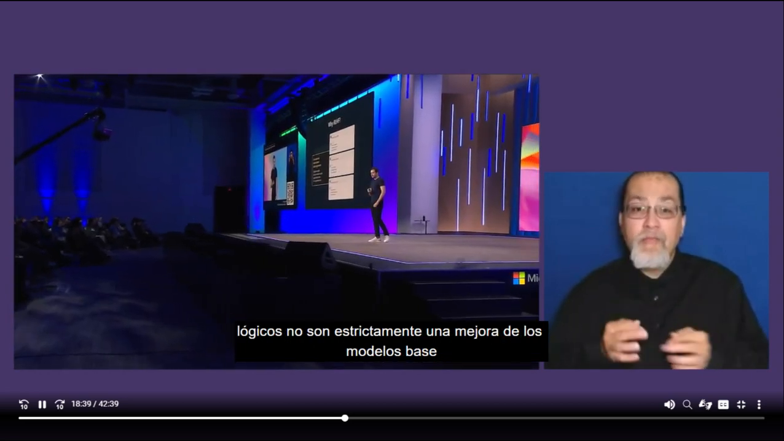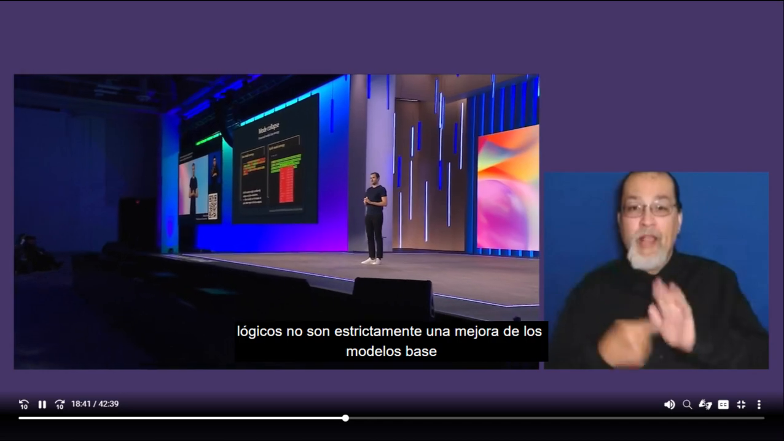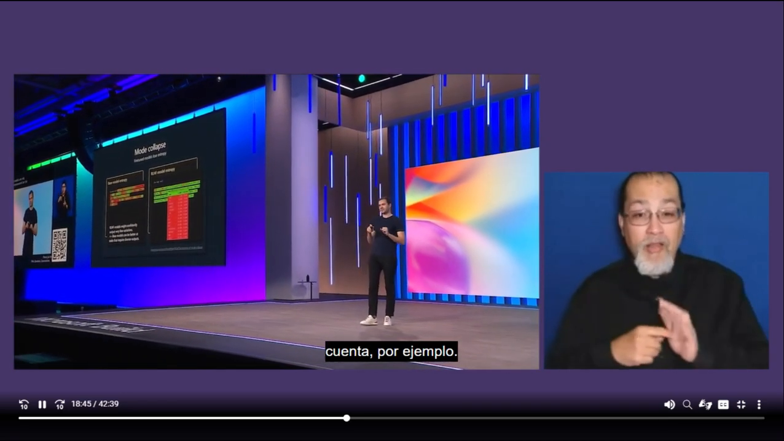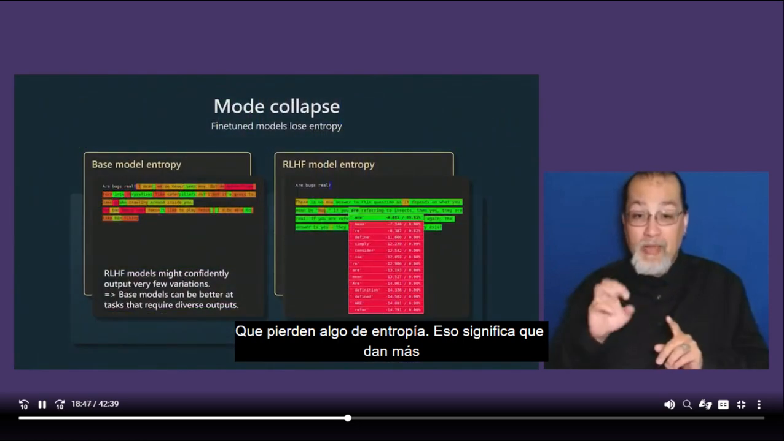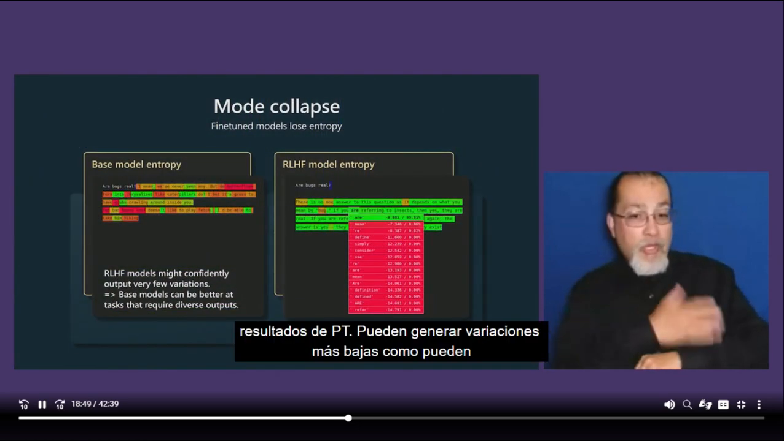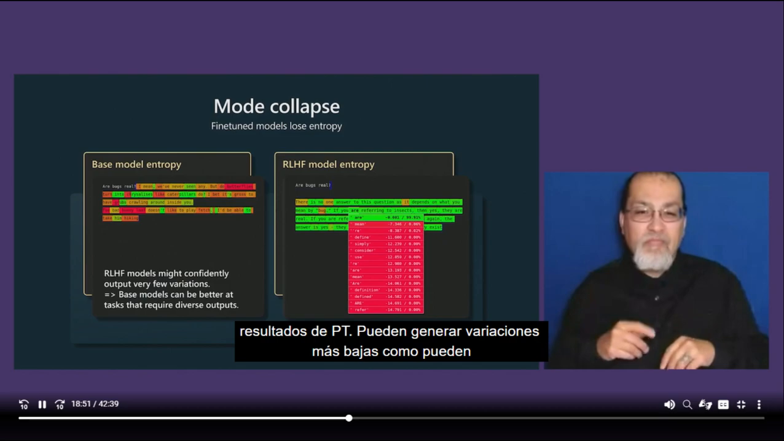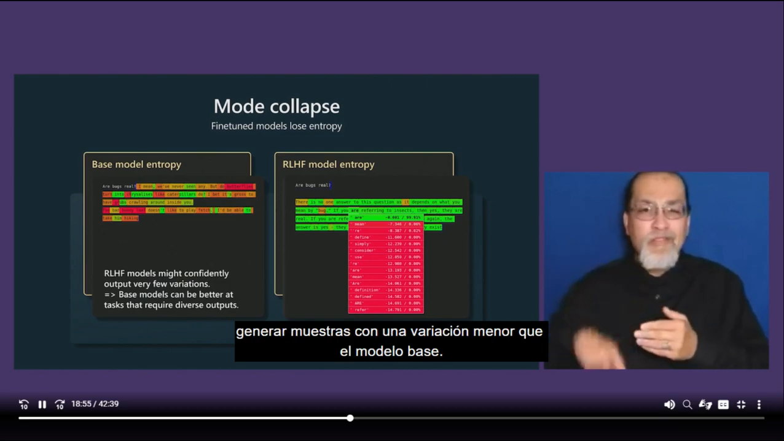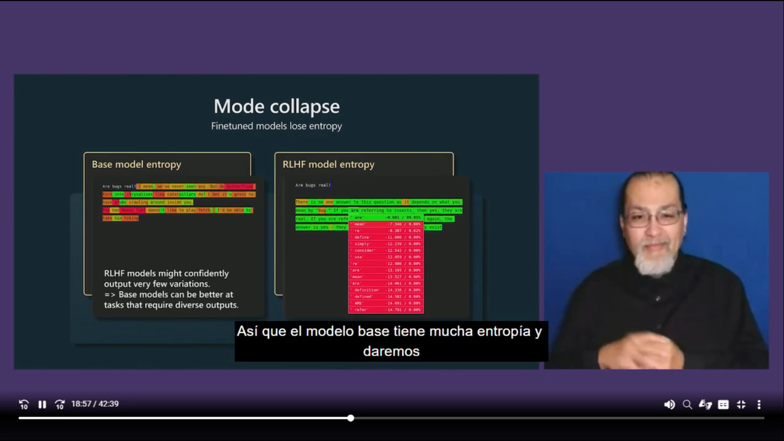Now, RLHF models are not strictly an improvement on the base models in some cases. In particular, we've noticed, for example, that they lose some entropy. That means that they give more peaky results. They can output samples with lower variation than the base model. The base model has lots of entropy and will give lots of diverse outputs.